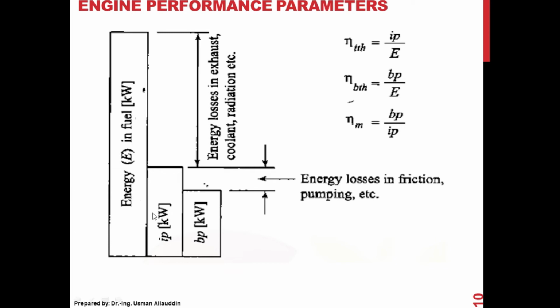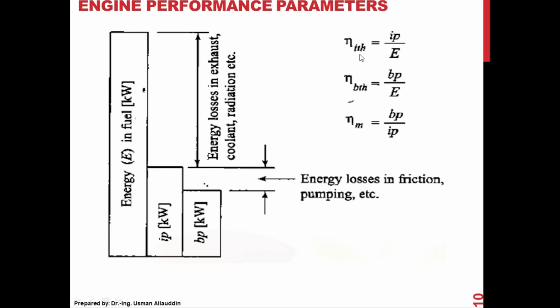So BP is the actual output which we are getting at the shaft, and IP, indicated power, is the power which we are getting at the piston face. So the power comes at the piston face, and then we have the moving parts, and there will be a further loss of energy because of the frictional losses. Accordingly, we have three types of efficiency.